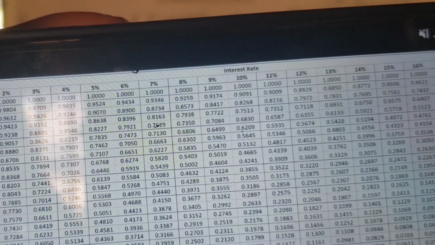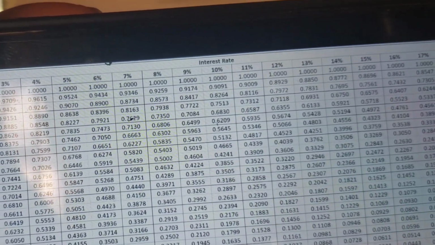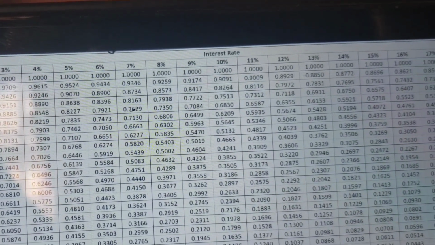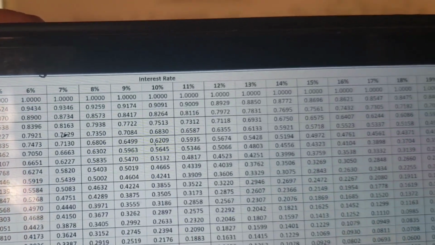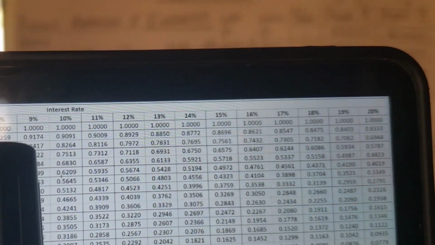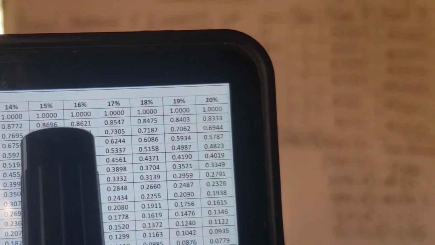Can you see this? You can see the years. We have year 1, 2, 3, 4, 5, and 6. You understand? Now let us start with year 1. Year 1 under 20% is 0.8333. Can you see it?